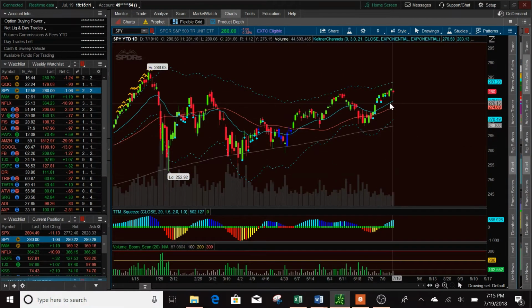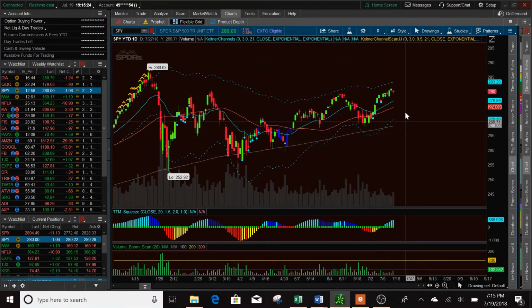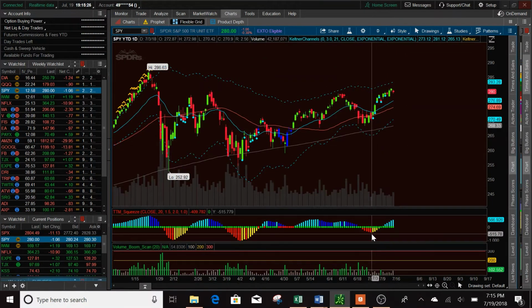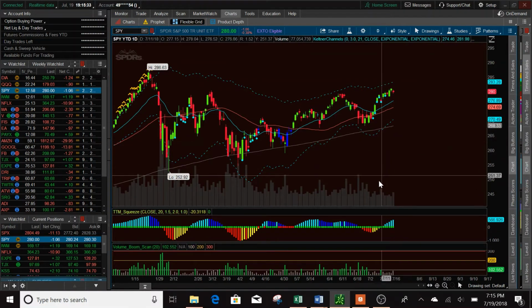Next, these blue dots are also a custom script that I wrote. It's related to this TTM squeeze. It gives me a little visual heads-up on the chart in the price action when the momentum starts moving up from a bottoming position.